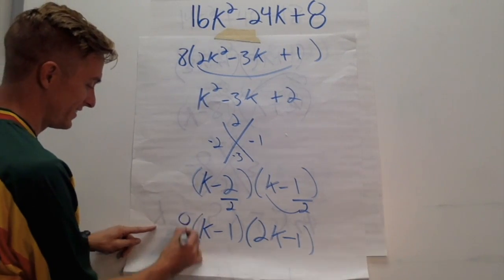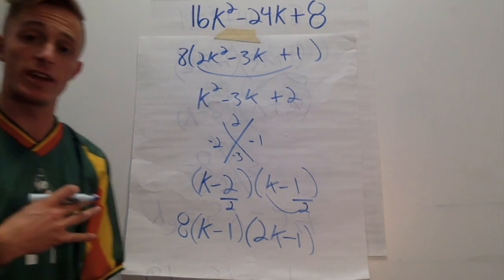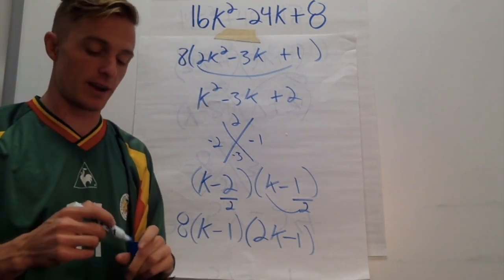Bring down an 8. Boom. That is your answer. So the mistake was we factored out a 4 instead of an 8. So make sure you take the biggest common factor out.